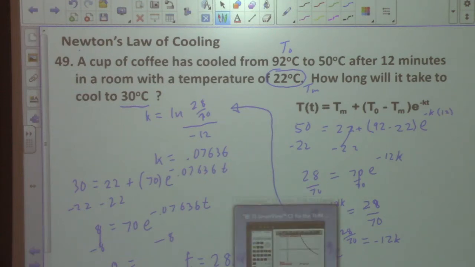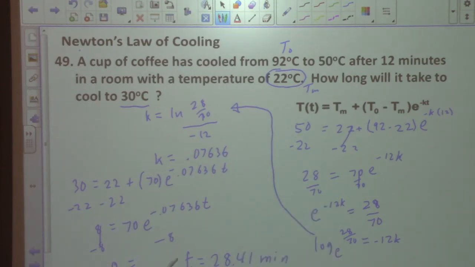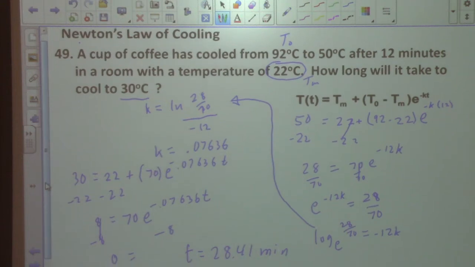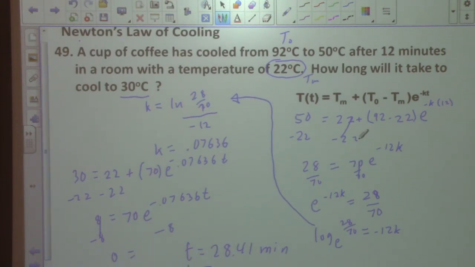All right, what I want you to do is go look at number 50 and try to replicate the same process with number 50. And after a couple of minutes I'm going to give you the answer so you can check your work as you go. Can you do that? All right, everybody good with that?